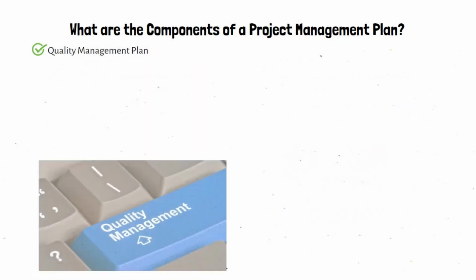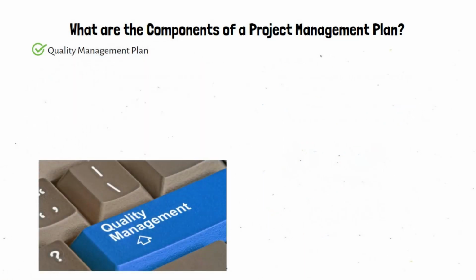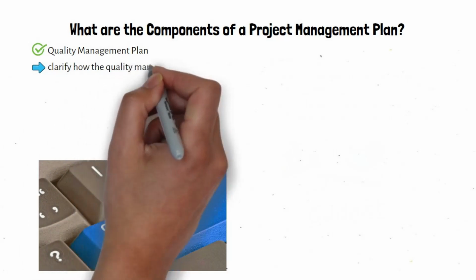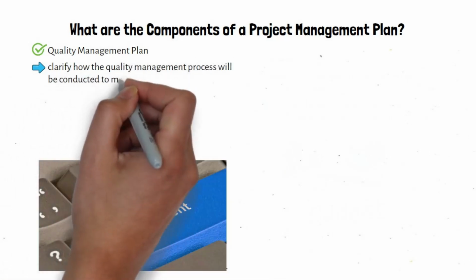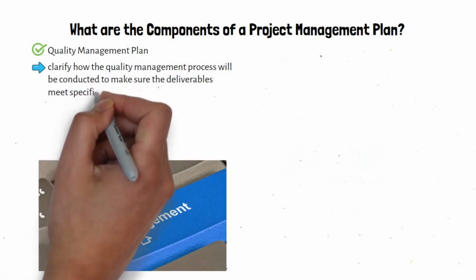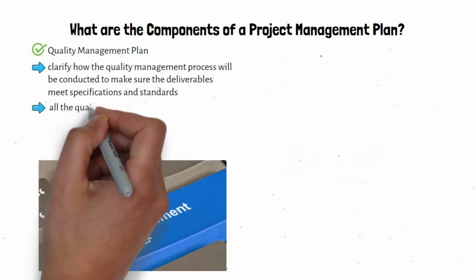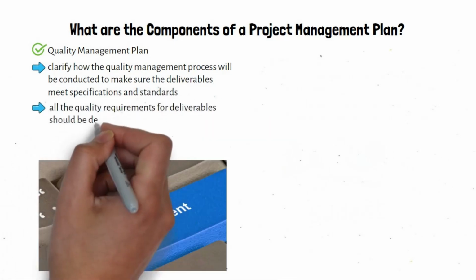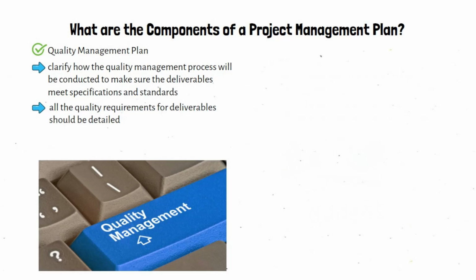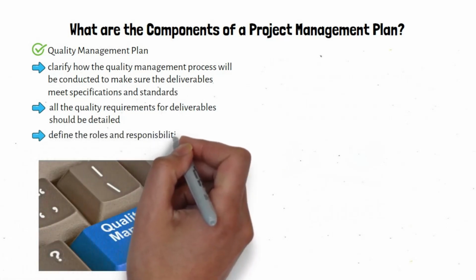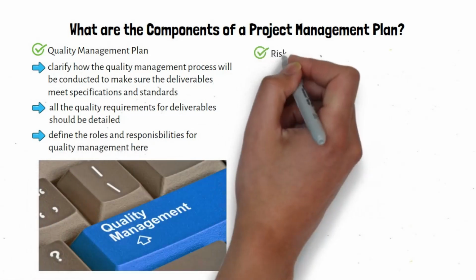Quality management plan. At this section of the project management plan, you clarify how the quality management process will be conducted to make sure the deliverables meet specifications and standards. Hence, all the quality requirements for deliverables should be detailed to provide an understanding of what needs to be done. You should also define the roles and responsibilities for quality management here.